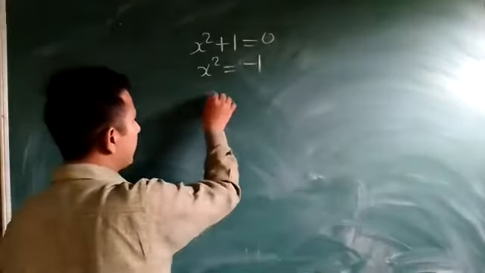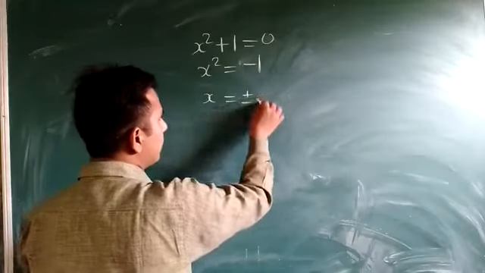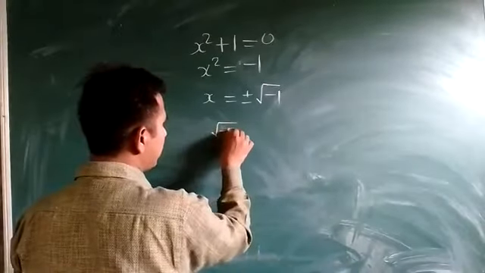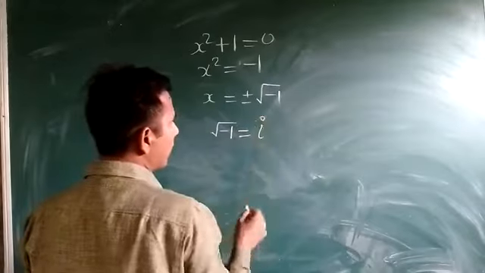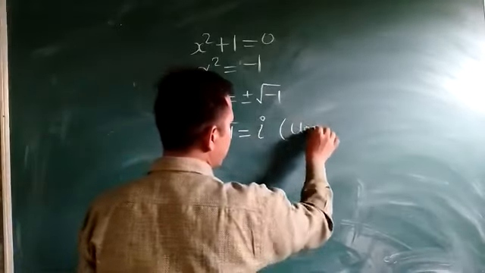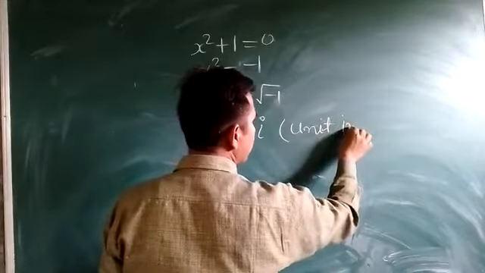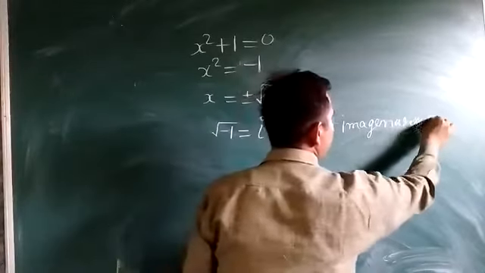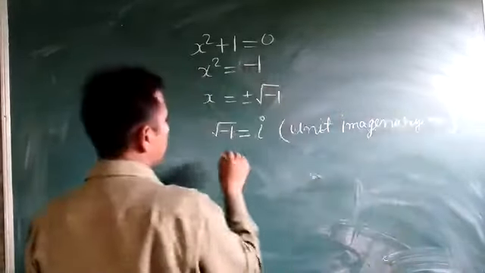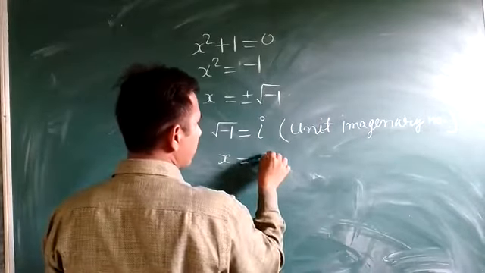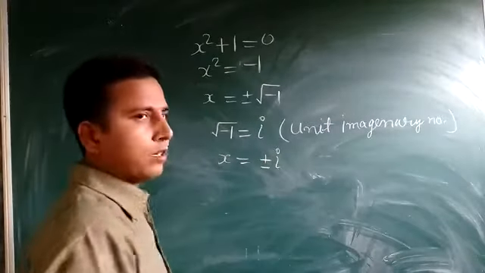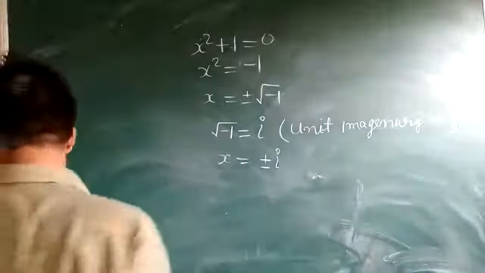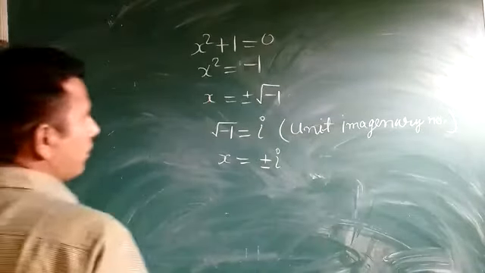So from here we get another unique number, which is known as iota, called unit imaginary number. Okay. So x equal to plus minus iota. The story of the complex number starts from this imaginary number. And we start from here, complex number.